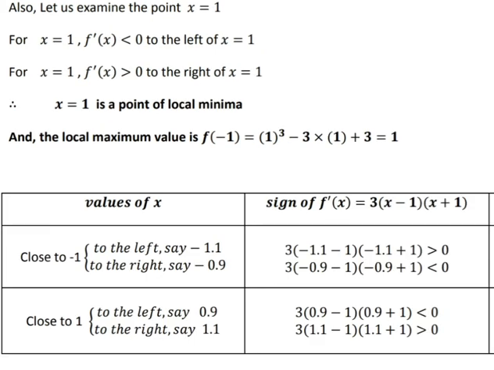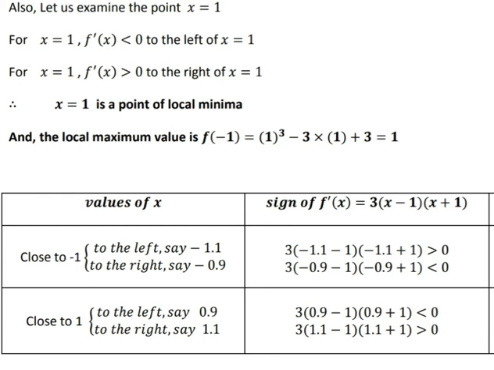To supplement your understanding, let us use this table which is on the screen. So you have a number minus 1, and you are taking a number on the left of minus 1. Say you are taking minus 1.1, and when you substitute that number in the expression of f prime of x, you'll find that the value will be greater than 0.